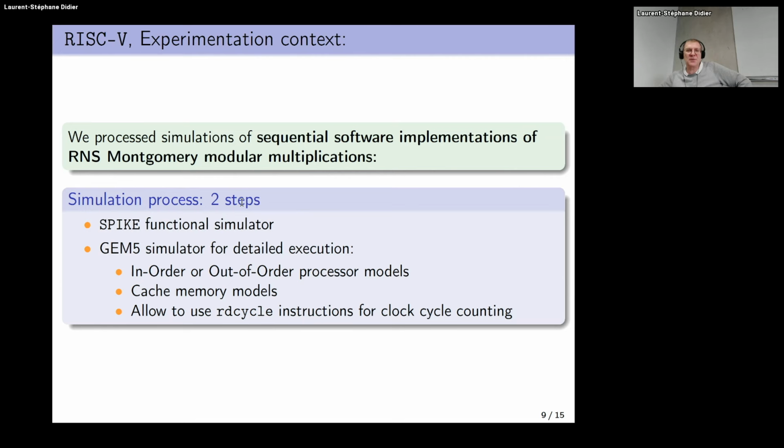And so in the simulation process, we had two steps. The first is just a functional simulator to check if the custom instructions provide good results and to develop the source code for the computation, the modular multiplication. And in the second step, we use the GEM5 simulator, which is an architectural simulator. This allows us to simulate the microarchitectural features like in-order, out-of-order, pipelining, cache memory, and also to run the simulation cycle-accurate, and therefore to be able to compare performances and timings of the computations.